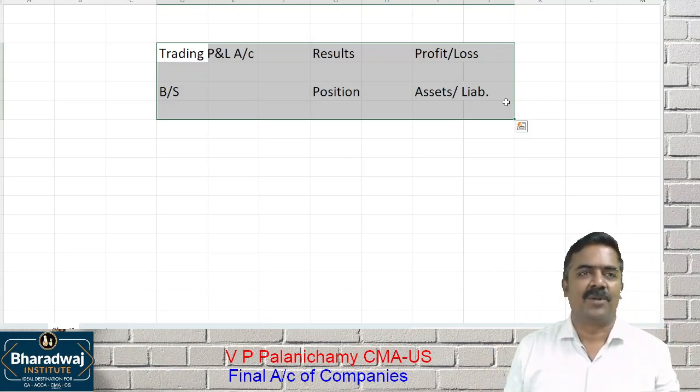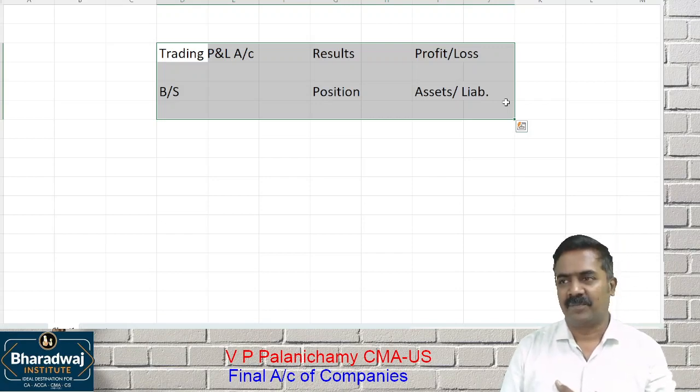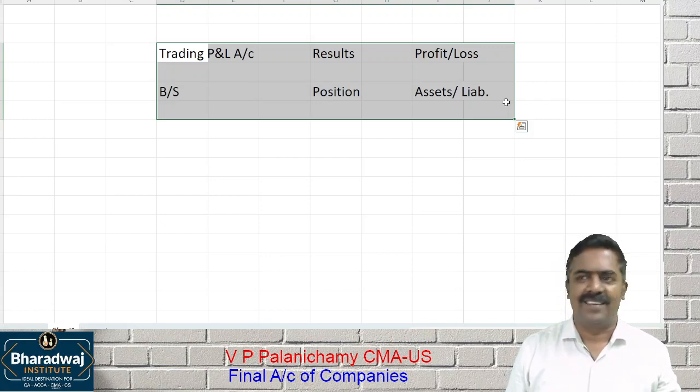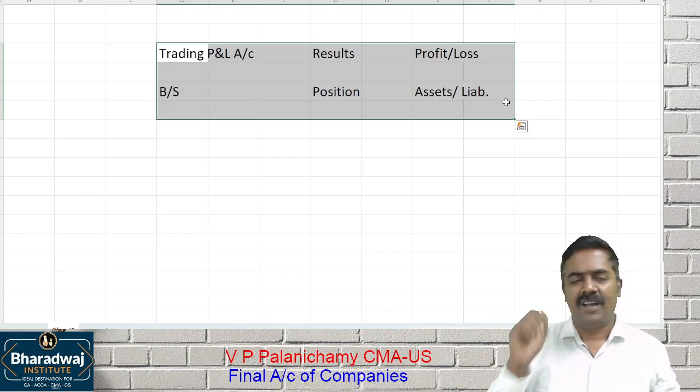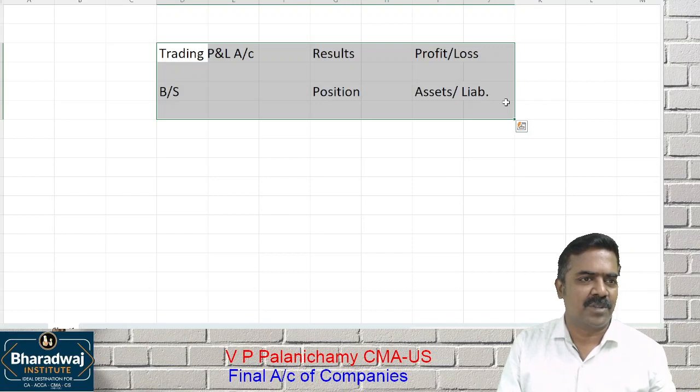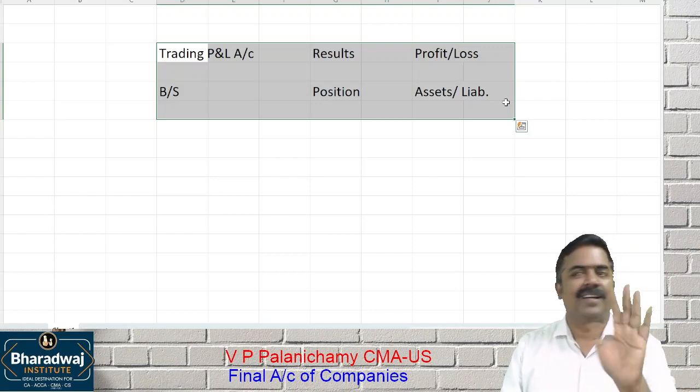Who can access the accounts? Can I come and access your trading P&L account and balance sheet? No, why? I don't have any right. I may be a creditor, I may be a customer, or I may be a third party. Can I access your accounts? I cannot access your accounts. Clear? A third party cannot access the accounts.